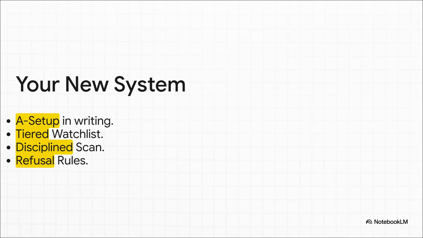So let's put it all together. This 4-part system, it works in harmony. You start with a written A setup. You organize your assets into a tiered watch list. You interact with it using a disciplined scan. And you protect yourself with that final layer of refusal rules. This is how you build a real decision engine.